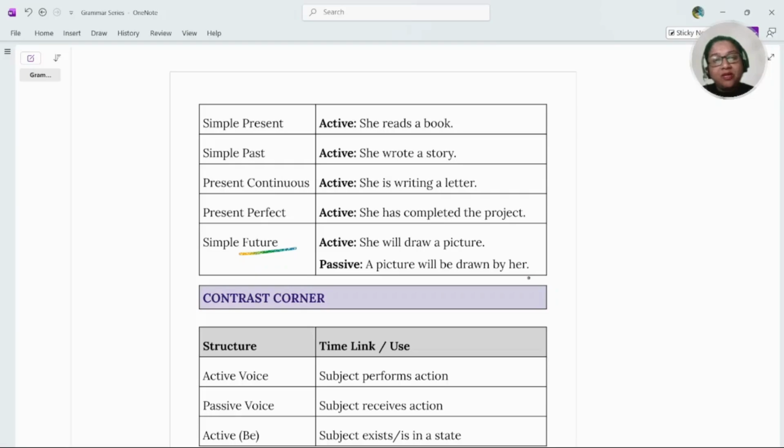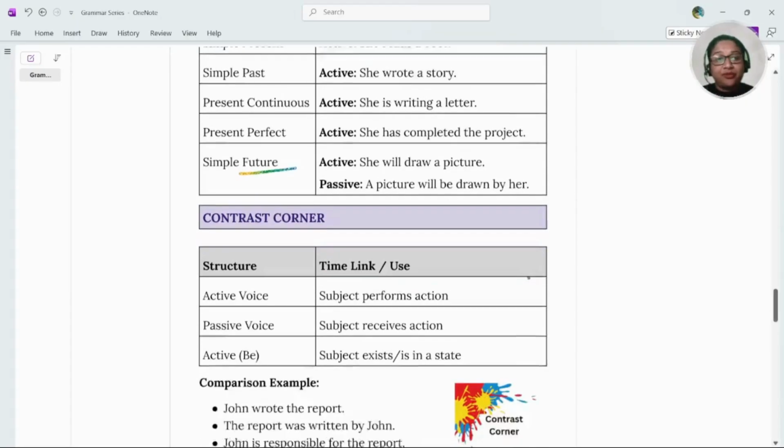So, truly in reference to future, all right. A picture will be drawn by her. Now, this is passive voice for you. I will deep dive into this concept only when we are touching that topic, guys, because I do not want to confuse you. All right.